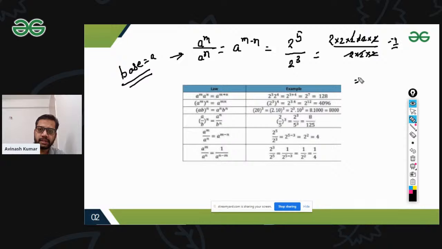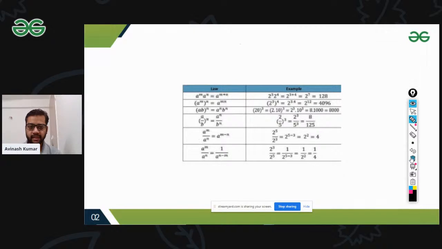Because these are the layman methods we are using, but now if I run this with the formula, this base is our 2 and we can write 5 minus 3, which is equal to 2 to the power 2, which is equal to 4. So as you can see from both sides, the answer will be the same. Either you take the formula part or the layman part, in both cases the answer will be the same. You have to choose carefully which answer is correct or not.